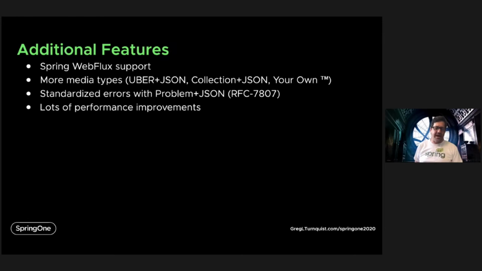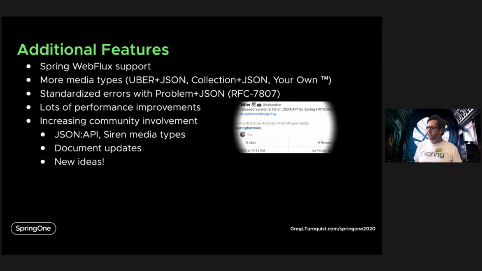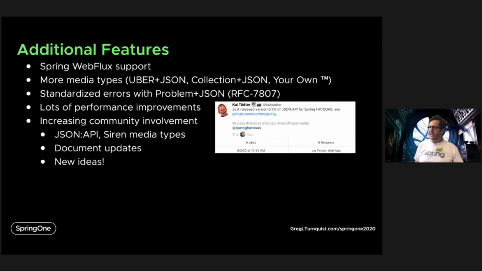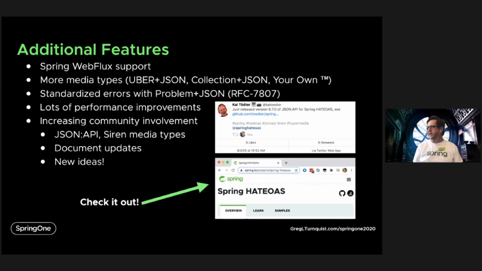Spring HATEOAS has seen a lot of battle testing out in production, so we've been able to get feedback and make significant performance improvements. And there's increasing community involvement. There are third-party libraries out there to provide things like JSON API or Siren media types. In fact, the project lead for JSON API just made a release yesterday, so go follow him on Twitter and retweet his announcement. We've also made document updates, and we're getting new ideas from the community on what to put into the framework. Be sure to check out our website, where you can find the reference documentation on how to use it and all that good stuff.